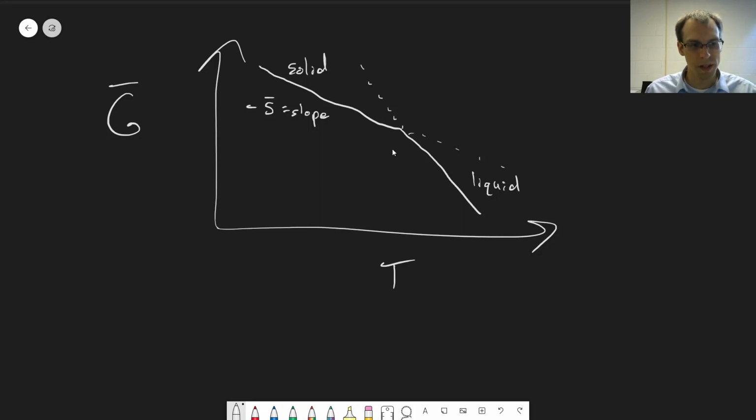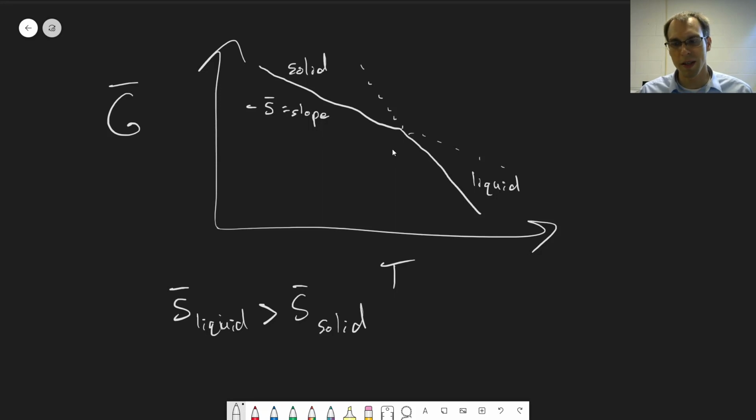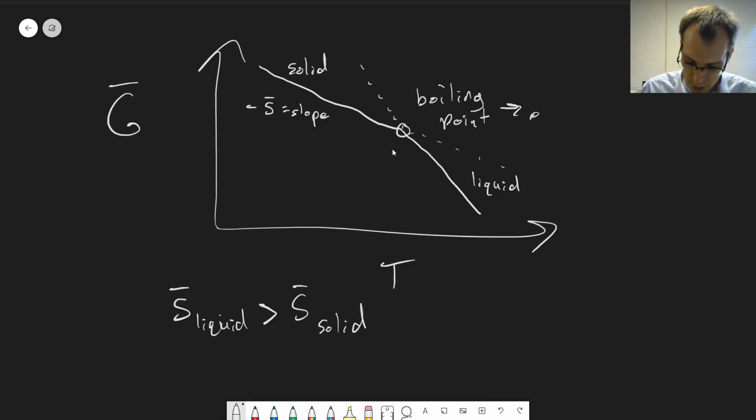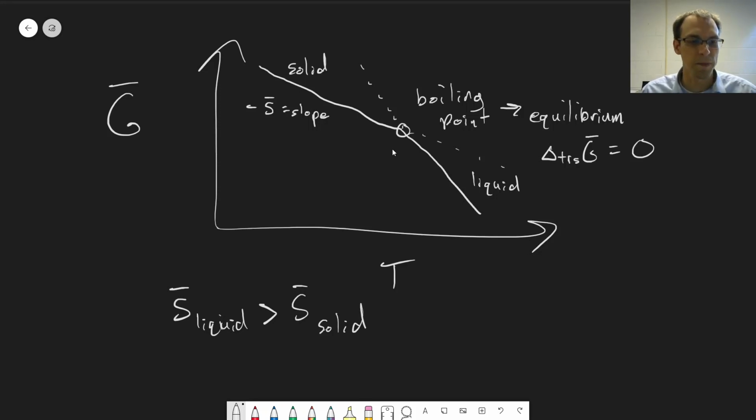Why is this? Well, this is something we've already talked about. The molar entropy of a liquid is greater than the molar entropy of a solid. And so the Gibbs energy of a liquid is going to have a steeper slope because it has a higher S value, a higher entropy. And where these intersect, this is what we call the boiling point. This is where we have equilibrium, where the delta G for the transition is equal to 0 because the G values are equal to each other.